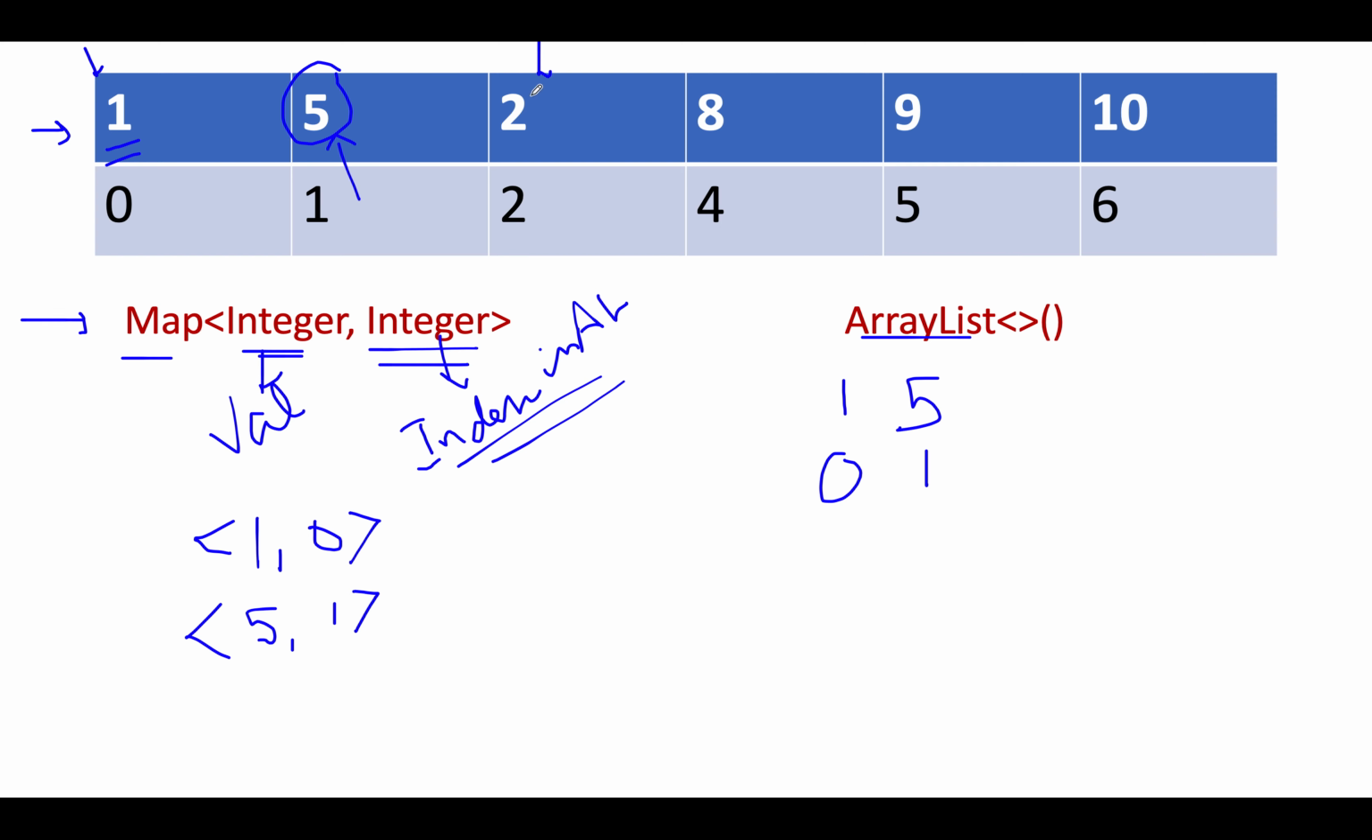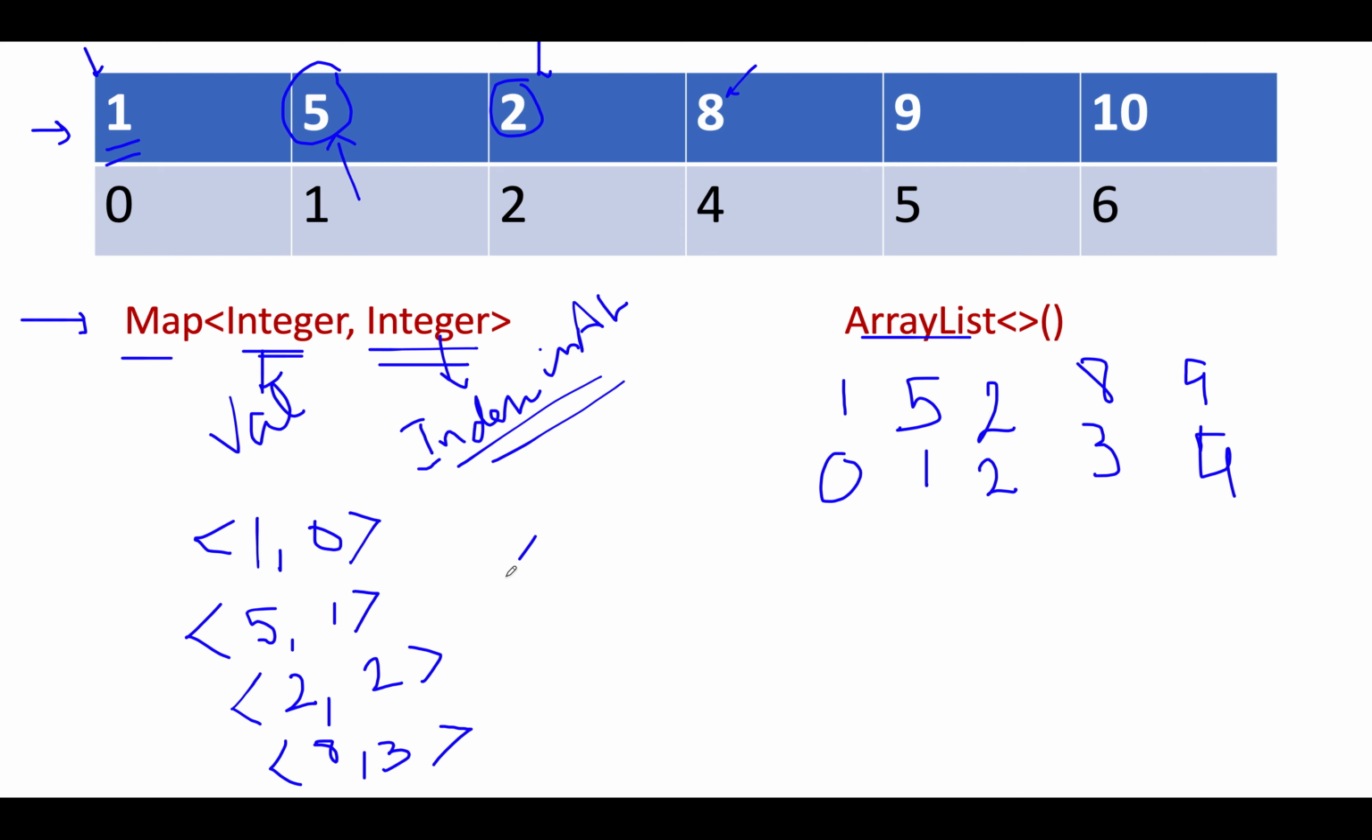Let's move ahead. We have 2. We'll add 2 to the array list and it gets inserted at the second index. So 2 got added at the second index. Next we have 8. 8 gets added at the third index. So we have 8 at the third index. Next we have 9. So 9 gets added at the fourth index. So we added 9 at the fourth index.